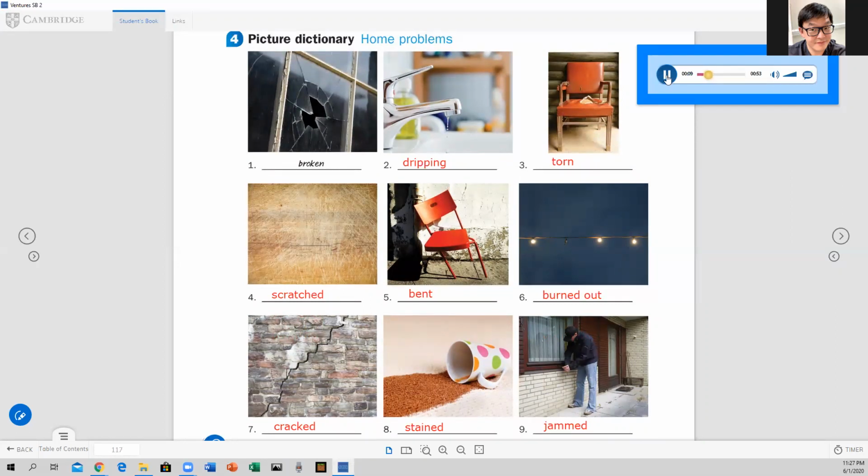1, broken. 2, dripping. 3, torn. 4, scratched. 5, bent. 6, burned out. 7, cracked. 8, stained. 9, jammed.